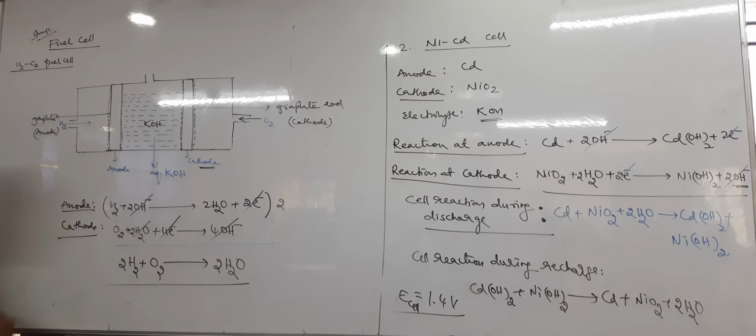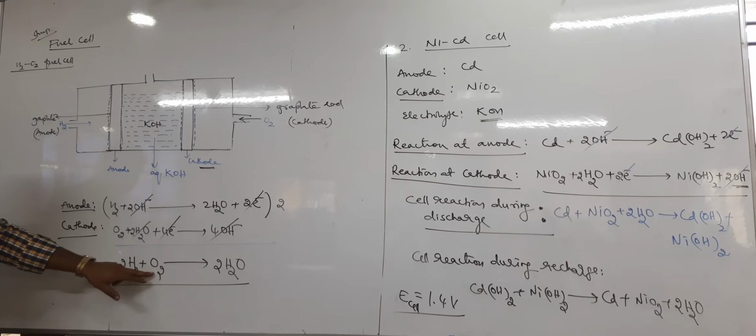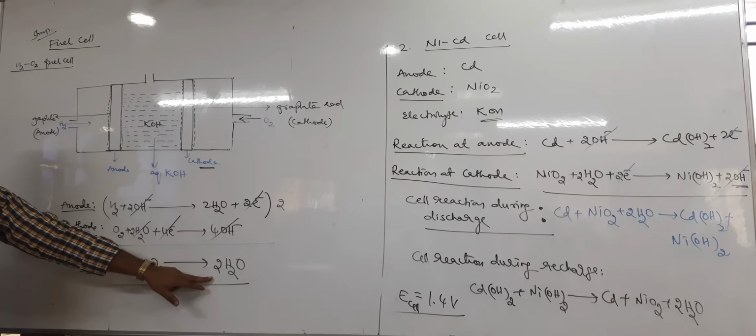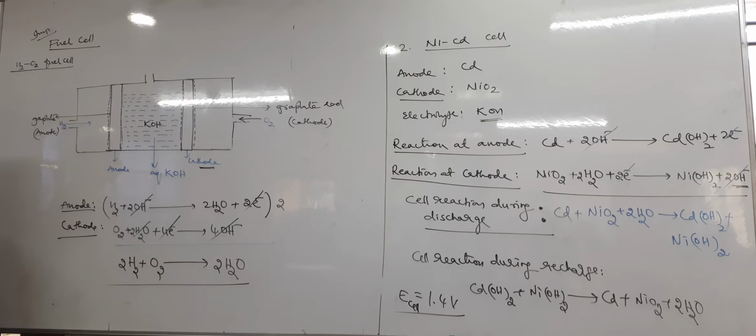Along with producing current, H2 combined with oxygen gives rise to water. So that water can be used for drinking purposes. Therefore, because of this reason, this hydrogen oxygen fuel cell is used in the Apollo space program. Okay. So this is the reaction at anode, the reaction at cathode, and the cell reaction.